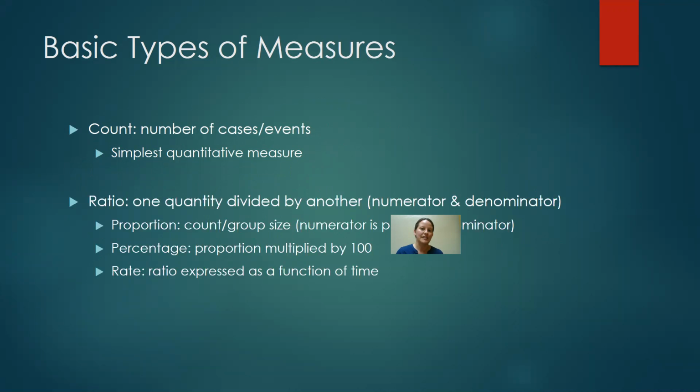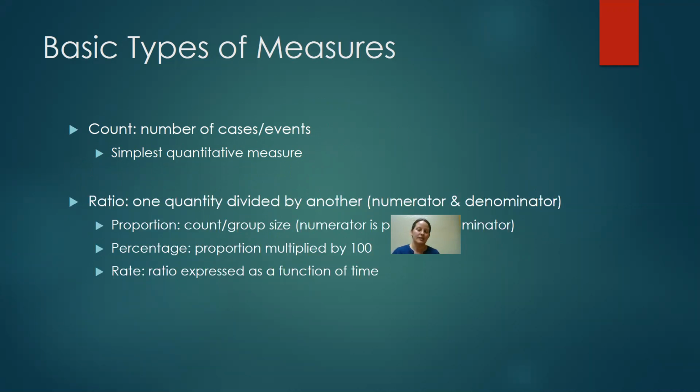Another basic type of measure that we use in epidemiology is a ratio, where we divide one quantity by another, and that's incorporating a denominator. So an advantage over a count is having that denominator information. And so there are various kinds of ratios you will see in epidemiology. One is a proportion, where we just have the count divided by the group size, so the people in the numerator also appear in the denominator. We can also calculate that as a percentage, so just multiply that proportion by 100.